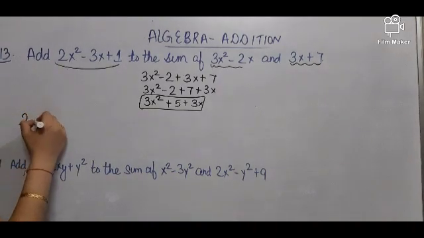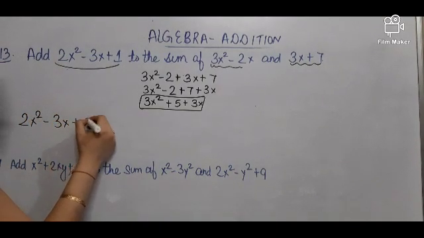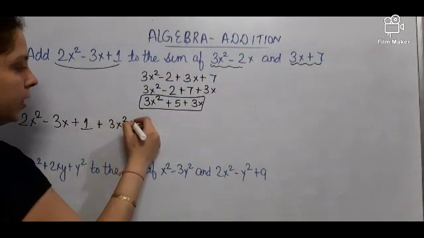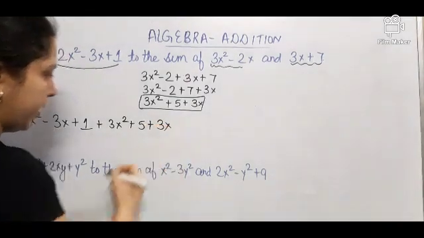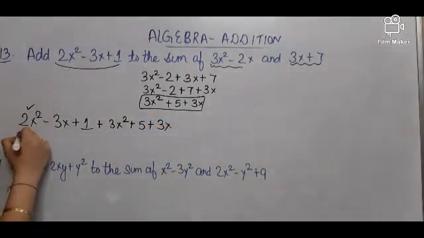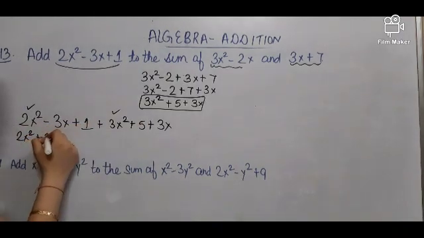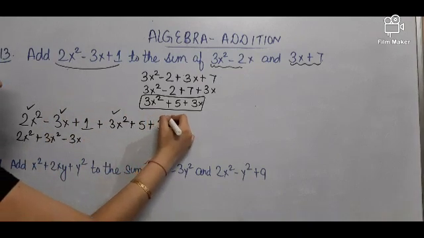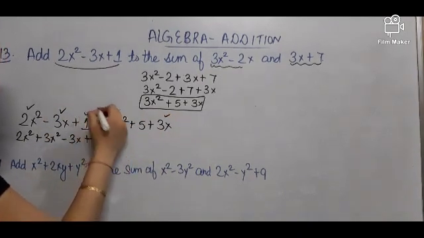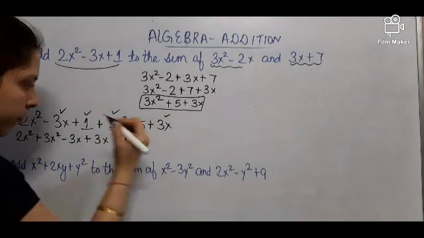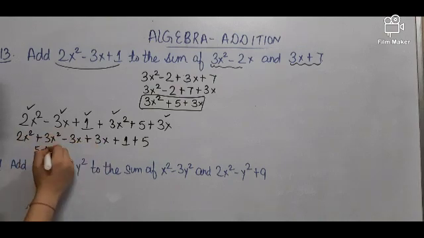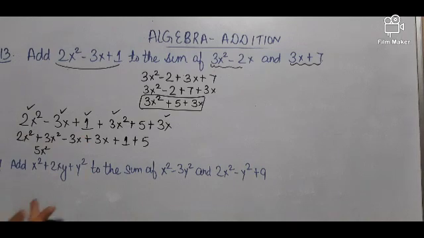Now add 2x square minus 3x plus 1, and this is the sum of this. So add this to the sum of this, plus 5 plus 3x. So now write all the like terms together. 2x square plus 3x square, then minus 3x plus 3x and plus 1 and plus 5. So 2x square plus 3x square is 5x square. Minus 3x and plus 3x is 0 because one positive and one negative result to negative. So 3 minus 3 is 0.